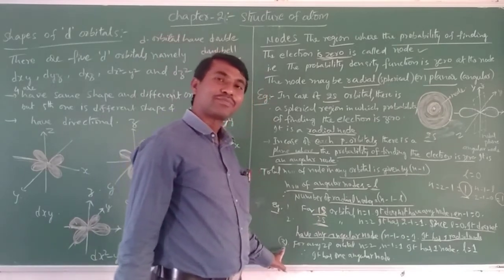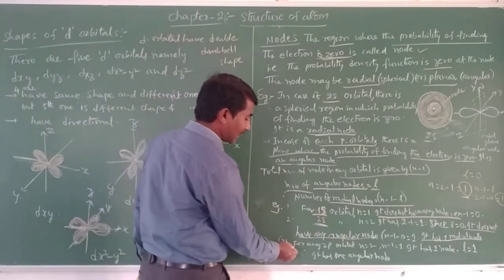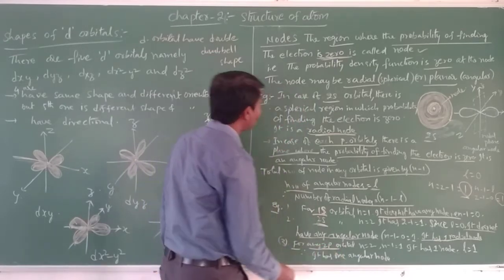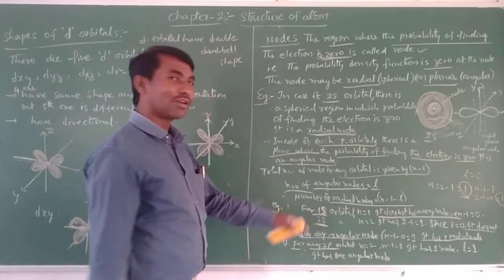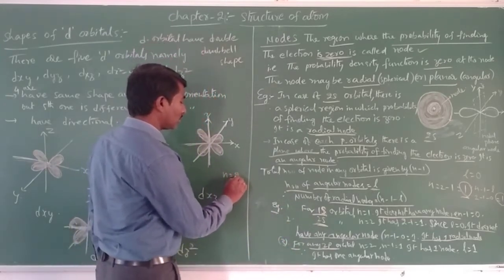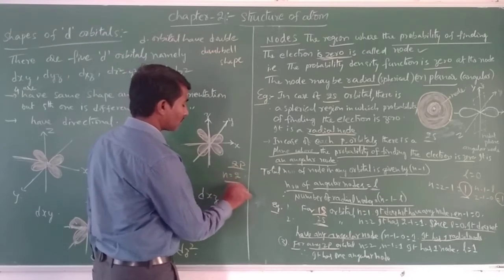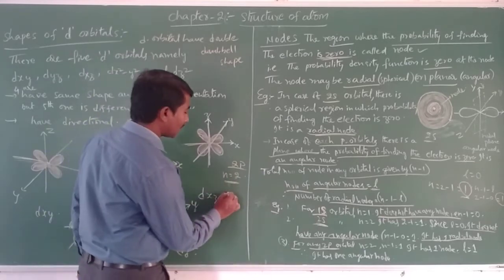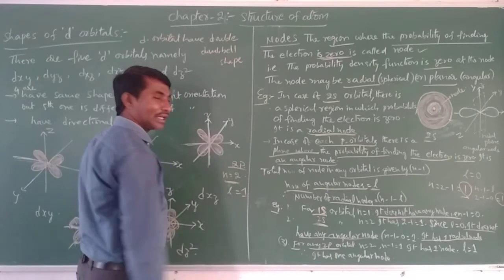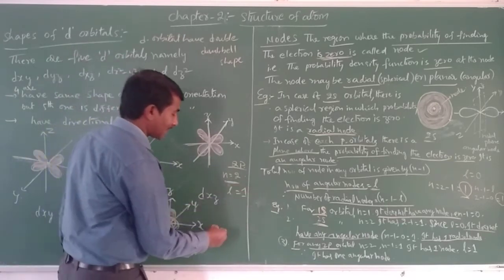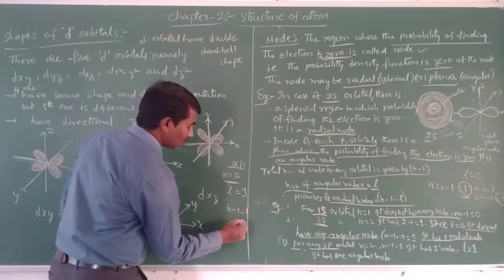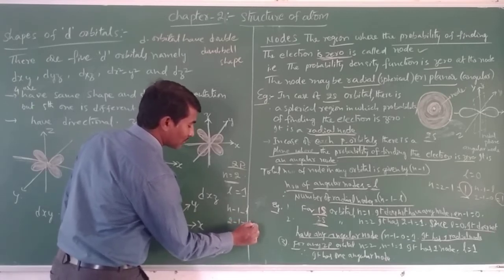Then another one is the third example. We'll take any 2p orbital. For any 2p orbital, n equals 2. For p orbitals, L equals 1. So that's why we take n minus 1 minus L. So 2 minus 1 minus 1 gives 2 minus 2.